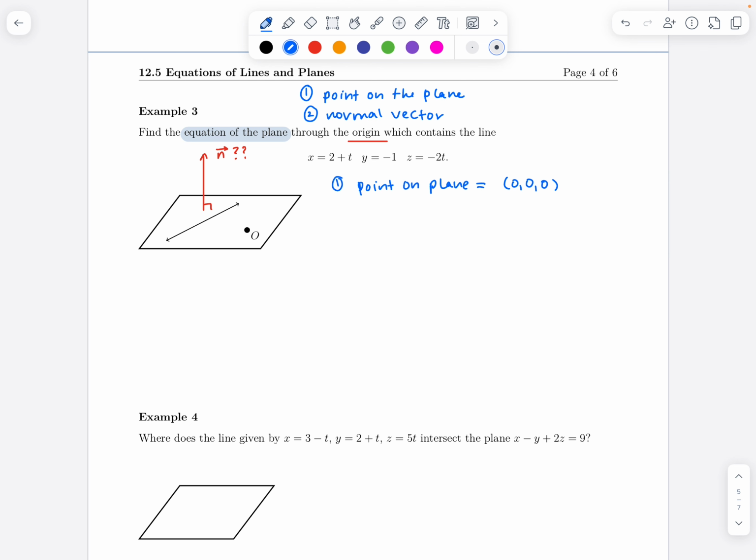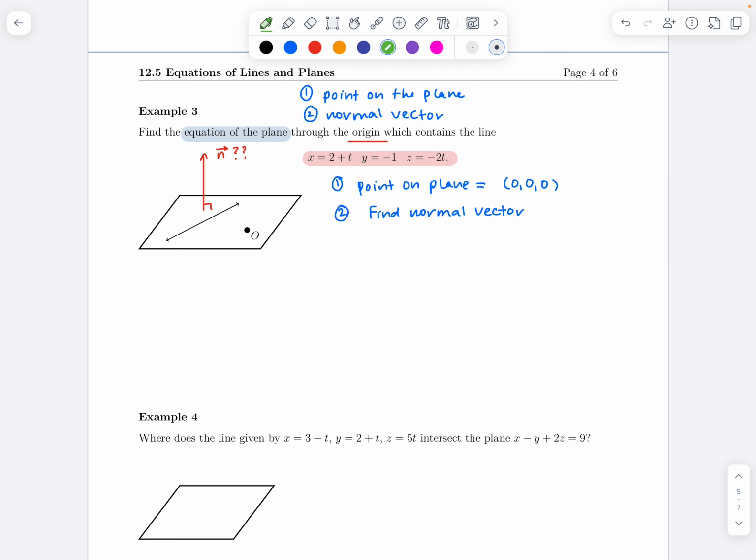Now, there are infinitely many points on this plane, so you can pick any point that you want as long as you know that it's actually on the plane. The next thing we need to do is find our normal vector. And how we do that is going to depend on the given information that we have. Right now, we are told that we have a line that lives in our plane, and we're given the parametric equations of that line.